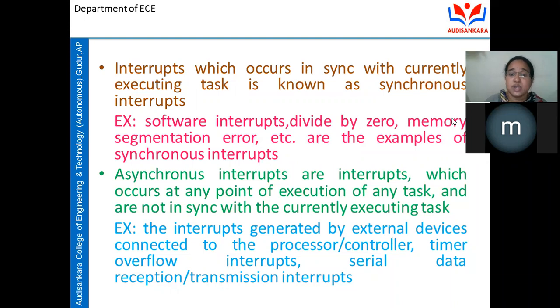And are not synchronous with the currently executing task. That's why they are called asynchronous interrupts. What are the examples, or what type of interrupts can be called asynchronous interrupts? The interrupts which are generated by external devices which are connected to the processor or controller. So it is coming from the outside.